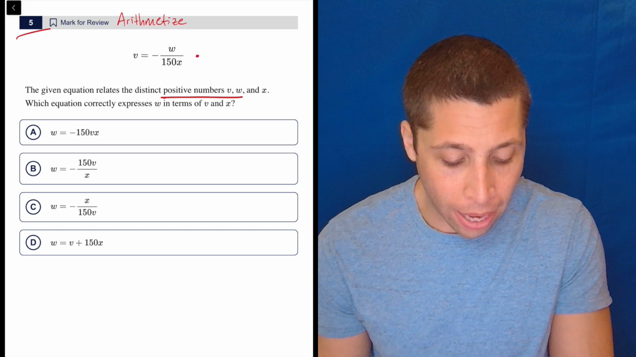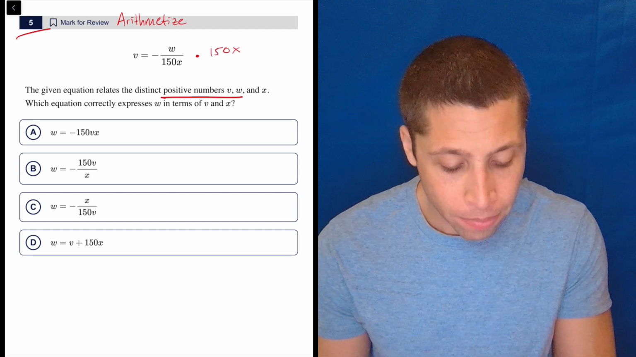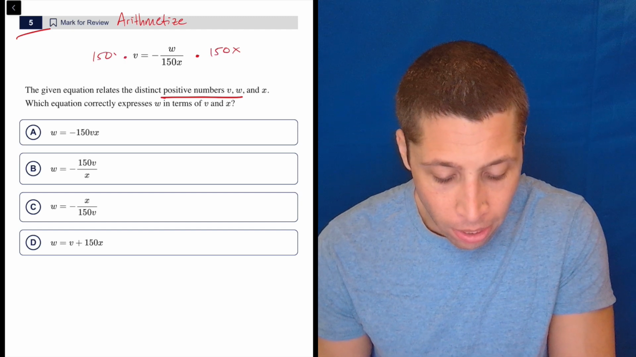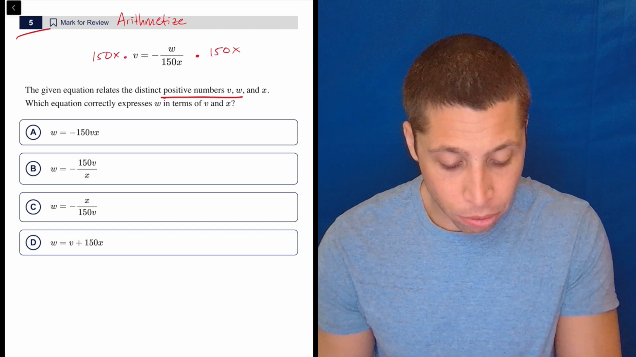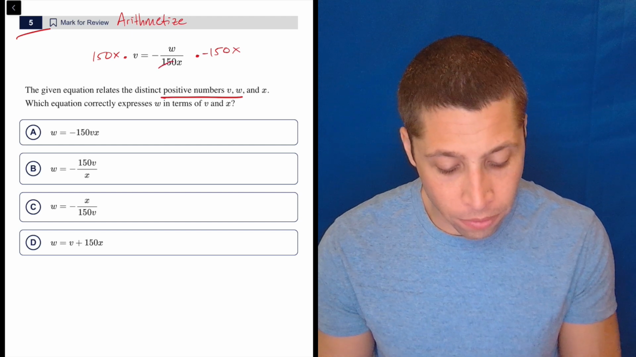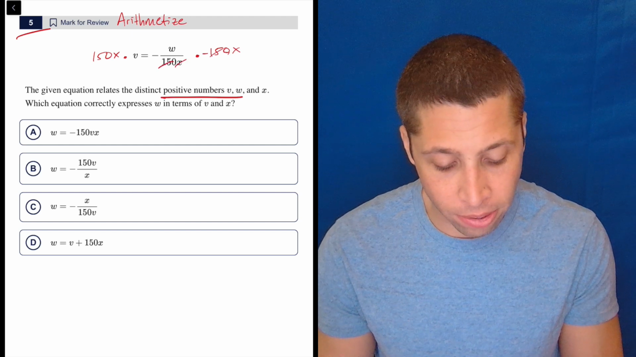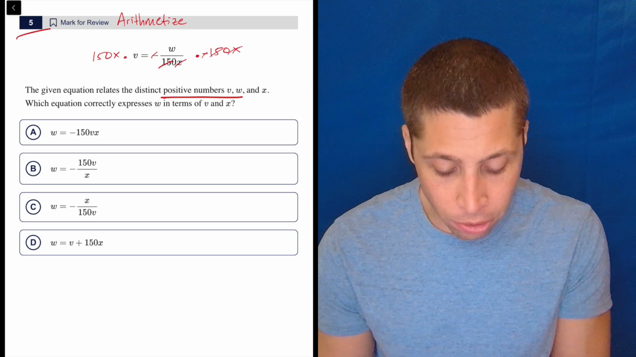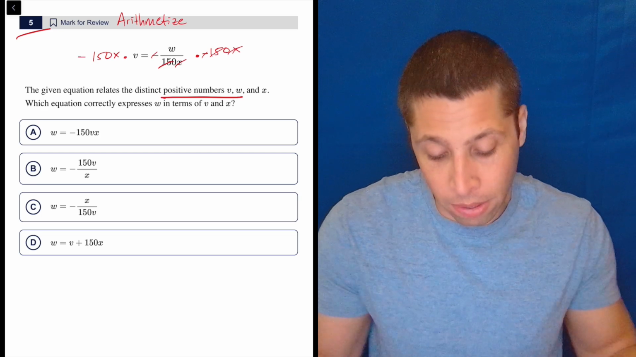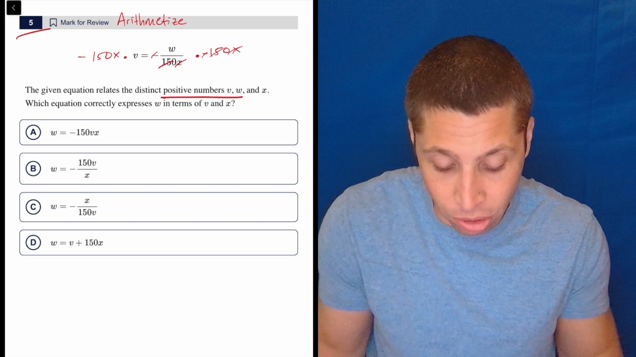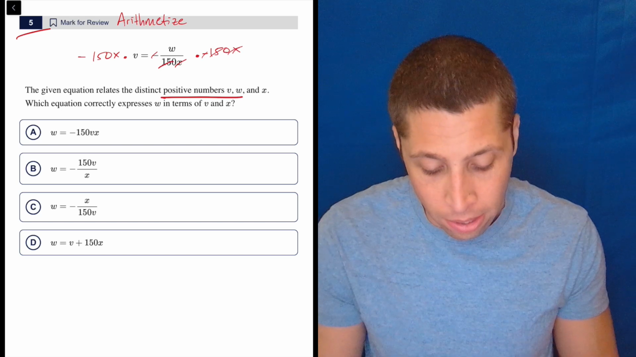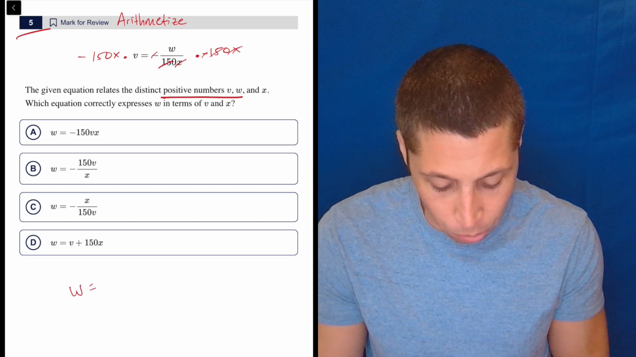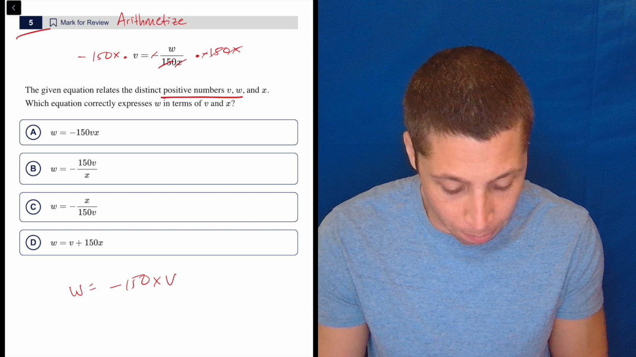So you multiply by the thing on the bottom to both sides. I also need to get rid of the negative. So let's throw a negative in there. That way, the 150 cancels out with the 150, the x cancels out with the x, and the negatives make a positive. So now w is all alone. On the other side, nothing can combine. There's nothing to do. It's just negative 150x times v. So w is equal to negative 150x times v.